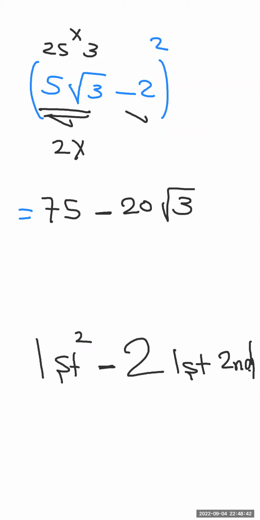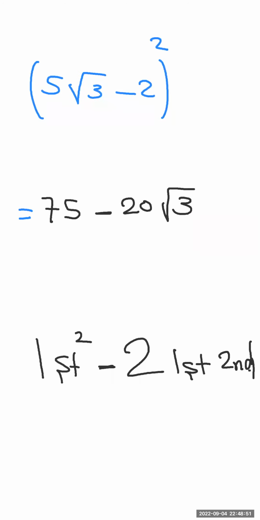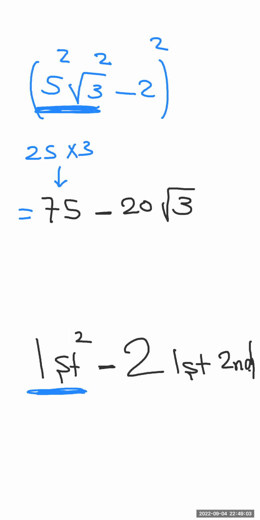Okay? Can you say it again? Again, it's a rule from last year. Nothing new. A bracket to the power 2: first term to the power 2. Now, this one to the power 2, 5 squared, 25. This one is squared, 3. So 75. Okay?